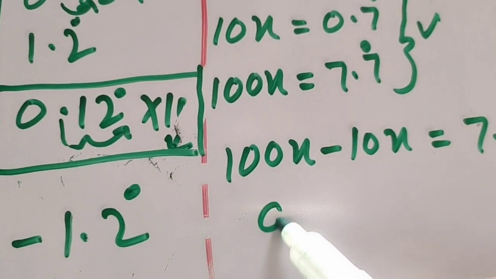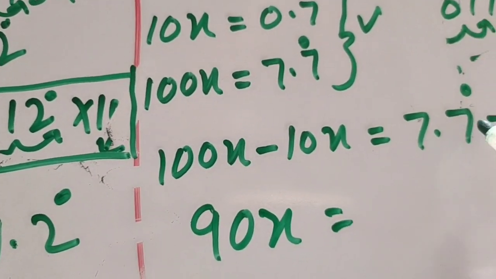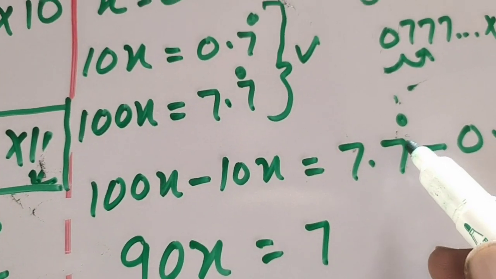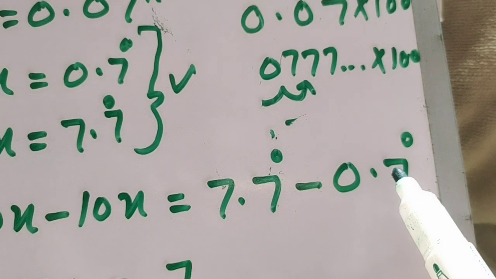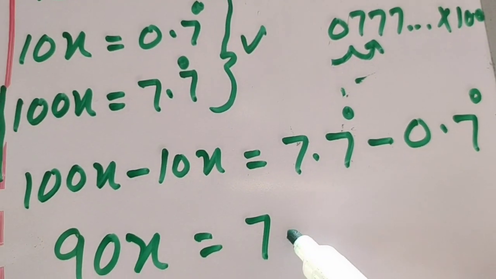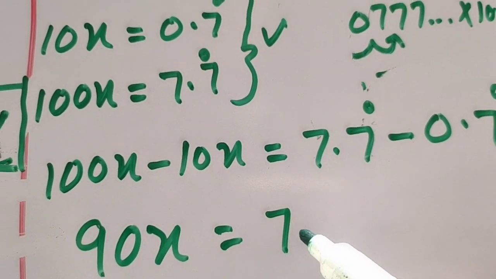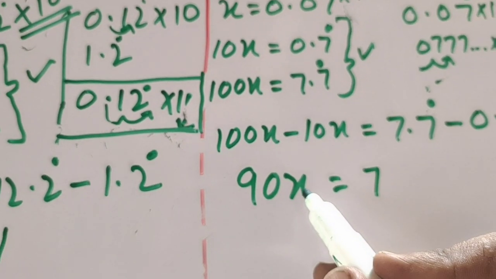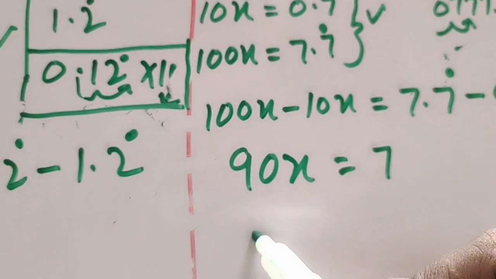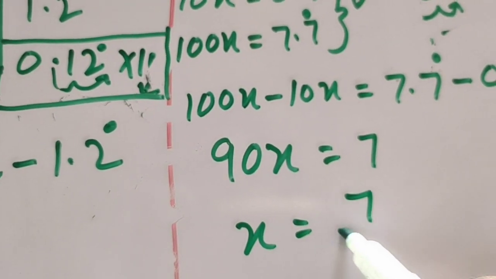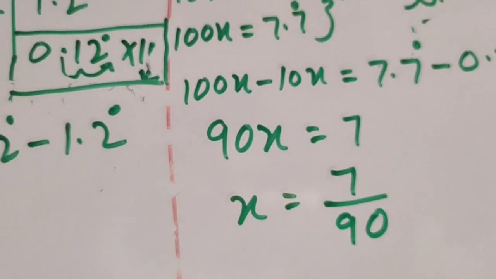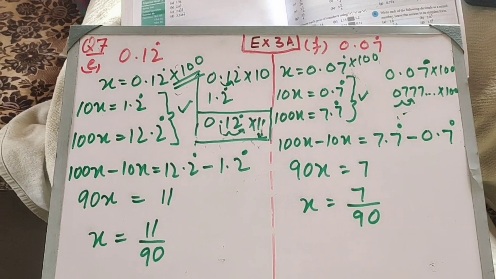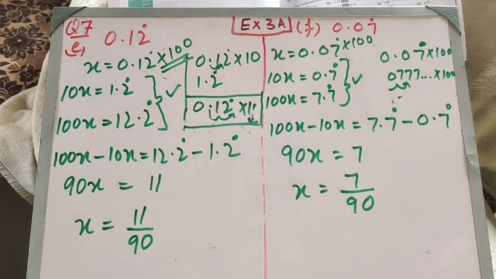So 100 minus 10 is 90x is equal to 7 minus 0 is 7, and 7 dot minus 7 dot is again 0. So its answer is 7.0 or 7. You can just write 7. Now 90 is multiplying x here. It will go to the other side and get divided. So x is equal to 7 by 90. This is the answer of question number 7 part F. So we have done 7 part E and F. Thank you.